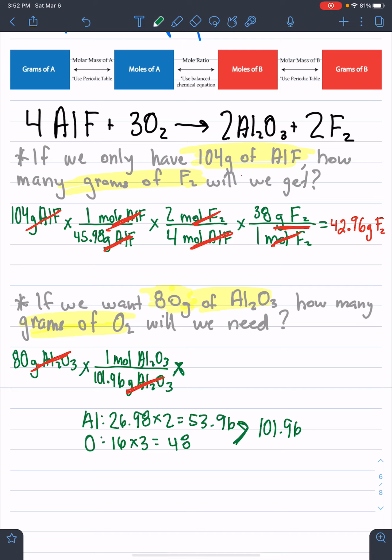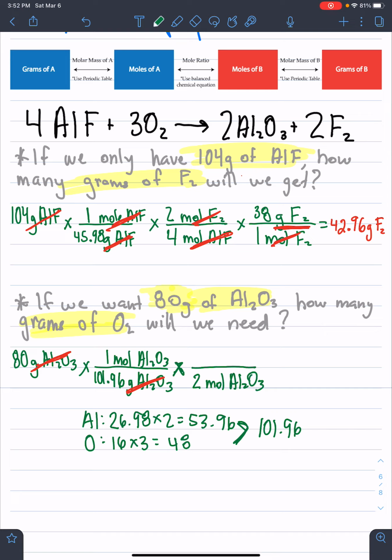So, now we're on this step right here, these moles, and we need to convert it to moles of a new substance. So we're trying to get from Al2O3 to O2. So we need to convert it from Al2O3 moles to O2 moles. And like it says up here, we need to use our balanced chemical equation. So we want the moles of Al2O3 on the bottom because it needs to cancel out diagonally here. So we're going to look at our equation. We see we have 2 moles of Al2O3 in our equation, so that's going to go down here.